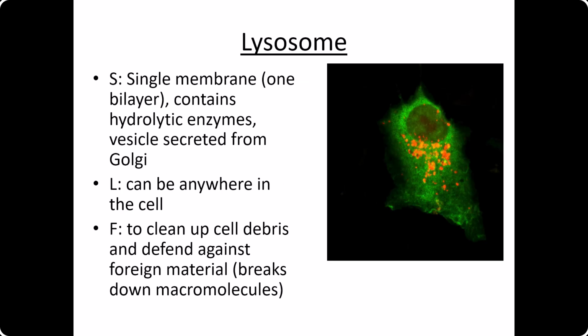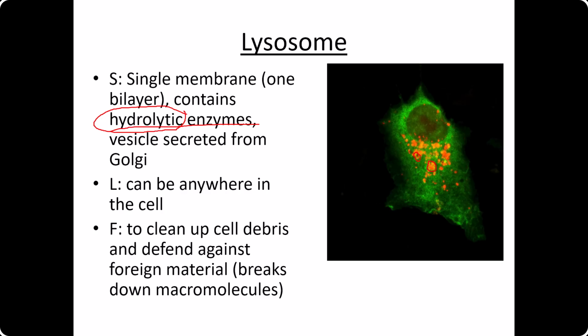So that brings us to lysosomes. In this picture, there are these kind of orange little vesicles here. So they're a vesicle, they have a single membrane, and they contain hydrolytic enzymes. So do you remember hydrolysis from chapter 3? So hydrolysis is breaking down. So this is just saying these lysosomes contain enzymes that are involved in breaking things down.